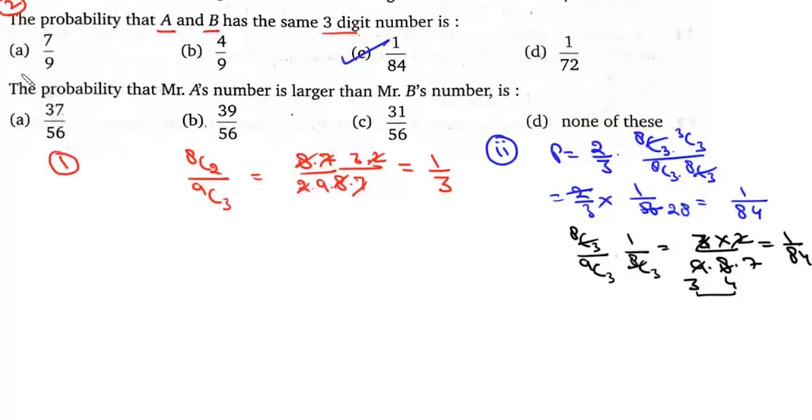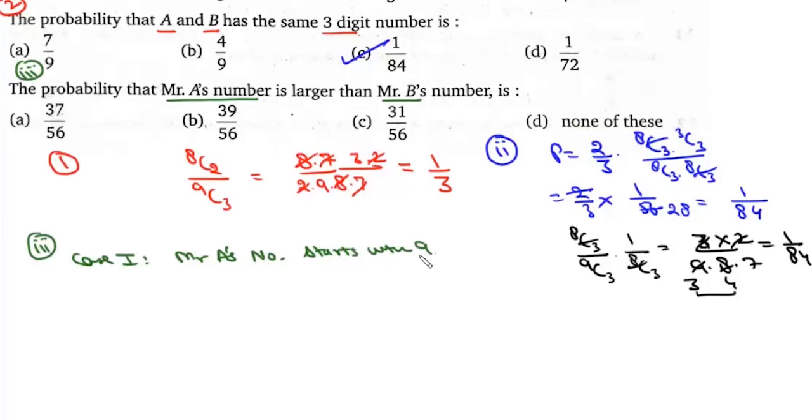Now we'll come to the third case, when Mr. A's number should be larger than Mr. B's number. Now there are two cases. Case 1, if Mr. A's number starts with 9. If Mr. A's number starts with 9, then it will always be greater than that of B's number, and this we have already calculated in part 1. So in this case, the probability that Mr. A's number will start with 9 is 1 by 3.